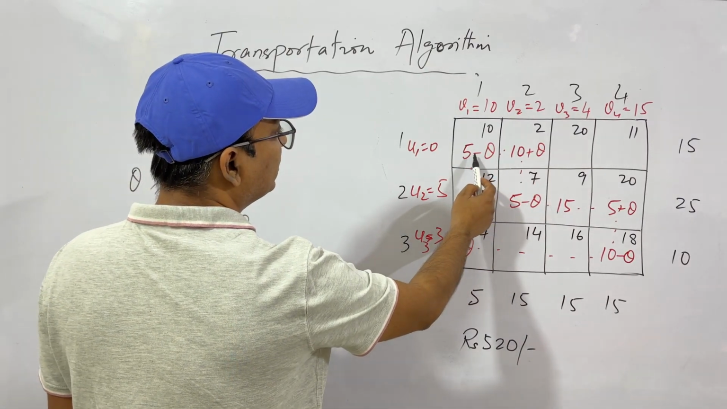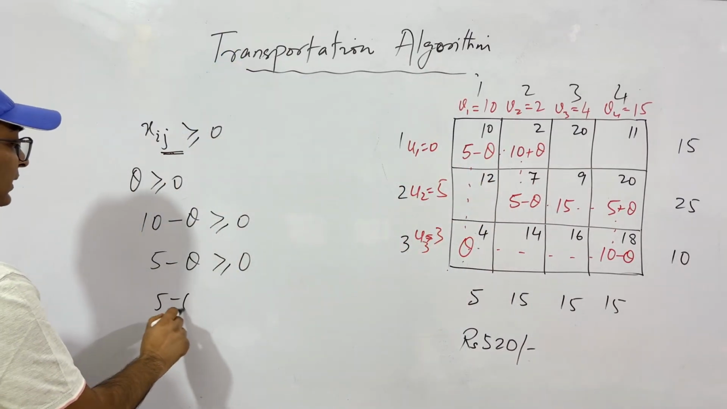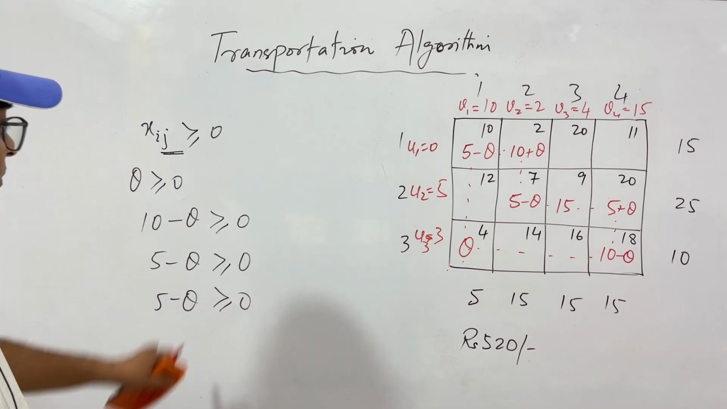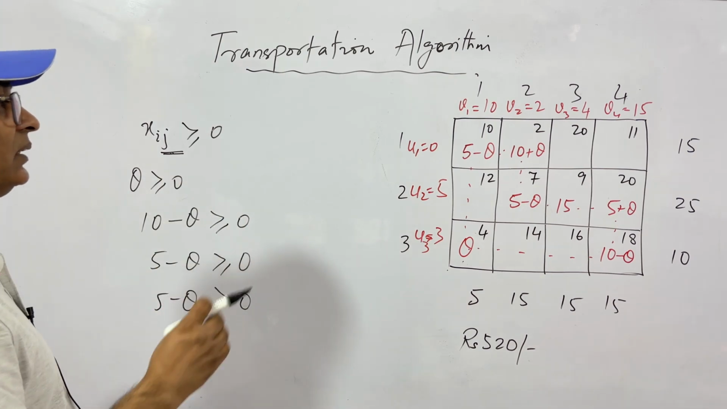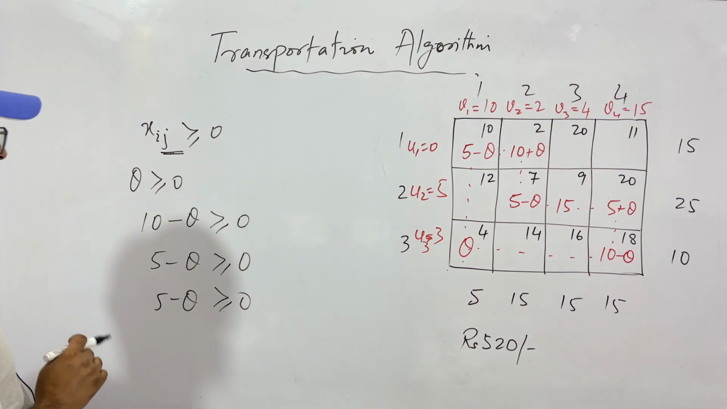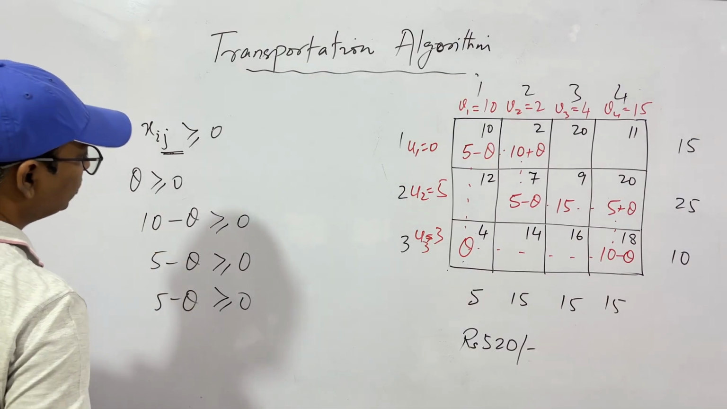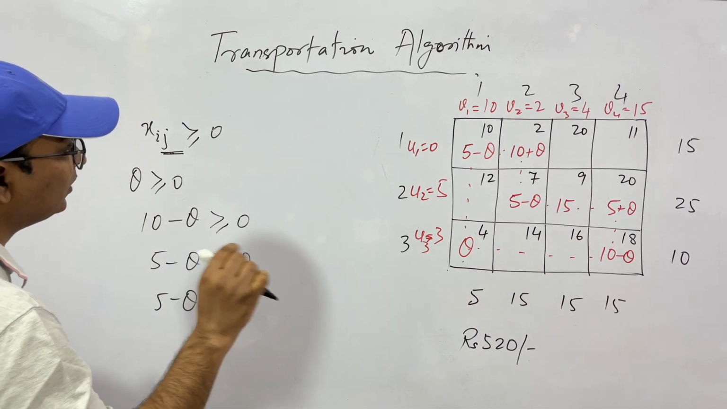Leave the plus. Then 5 minus theta again, 5 minus theta greater than or equal to 0. Why didn't I take the plus values, 10 plus theta or 5 plus theta? Because that is not required here. What we require is this minus this, so that we are able to find the maximum value of theta.